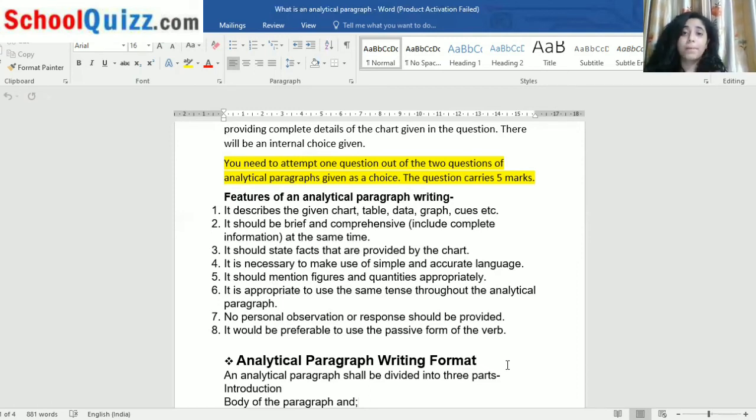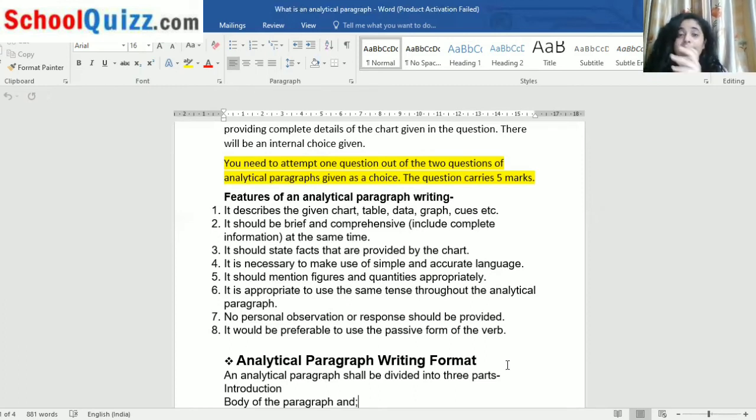Everything should be in a present format. If the chart is given, like "describe in this year how many women are appointed", "in this year" means he's talking about the present tense, so you have to write in present. "Describe over that year" means it is talking about the past, so you have to write in past tense.